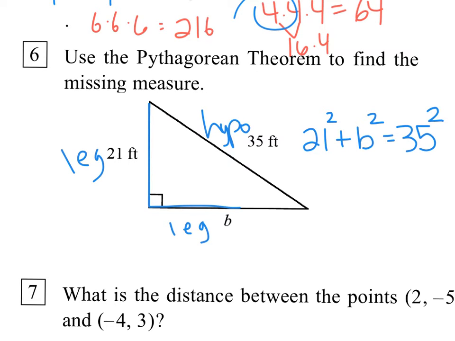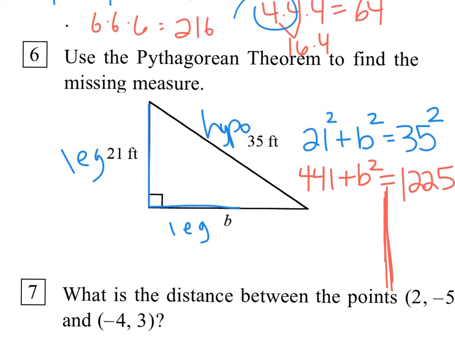It's not too tough. 21 times 21, 441, plus b squared equals 35 times 35, which equals 1225. Now, from here, you got to make sure you understand your rules of equations, what you're supposed to do, what you're supposed to move over. So I'm going to move over my 441, knowing I want to get the b by itself. I'm going to do that math with my calculator. I'm not going to just do it in my head.